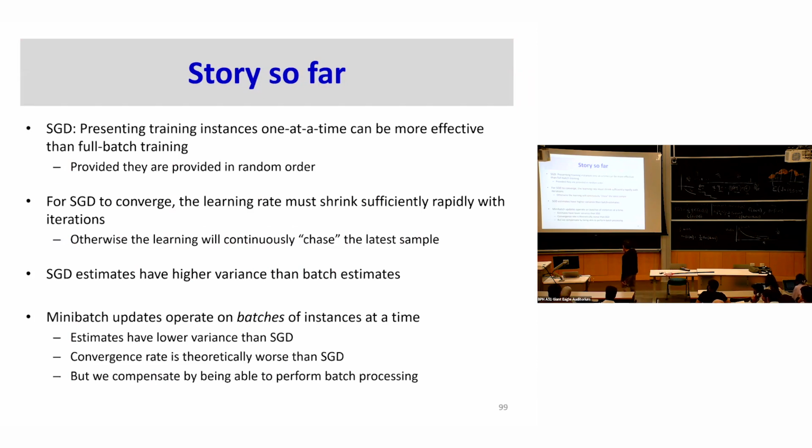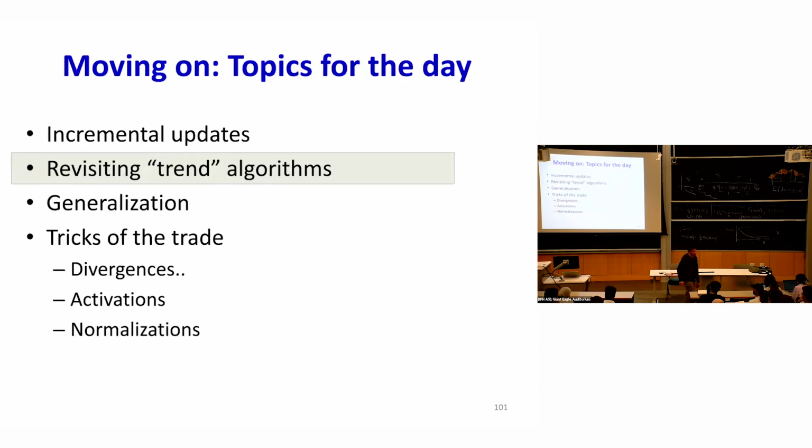Mini batch updates operate on batches of instances at a time. Because they operate on batches, the estimates have lower variance than SGD. And so in theory, the convergence rate is actually worse than SGD. But convergence is one thing, converging to a good solution is a completely different thing. Because we're able to perform batch processing, you can still get benefits with GPUs and such like, and you can get to a better estimate than you would with just SGD. Now, there are problems where SGD will give you a better solution than mini batch; you will encounter those at various points in your life. But anyway, moving on, any questions?